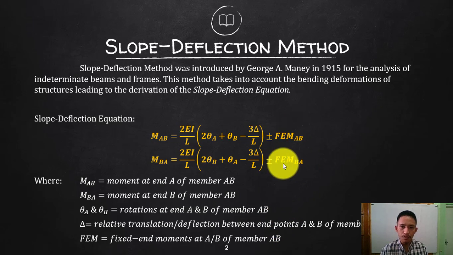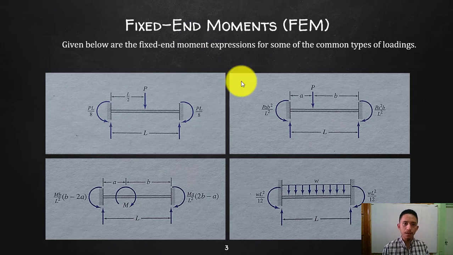Okay, so that is how we will read your subscript. Let's try to focus on your FEM, since of course we already know what theta and delta are, and the other variables. So let's proceed to what FEM is.